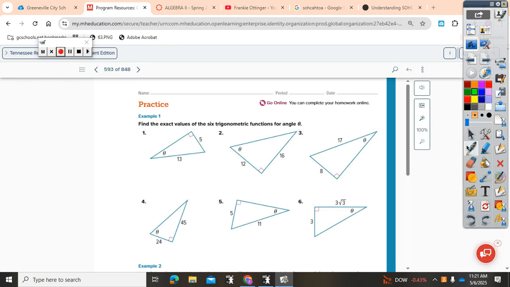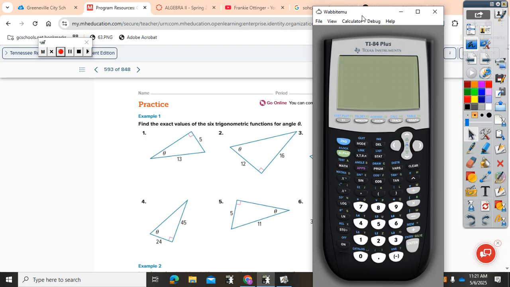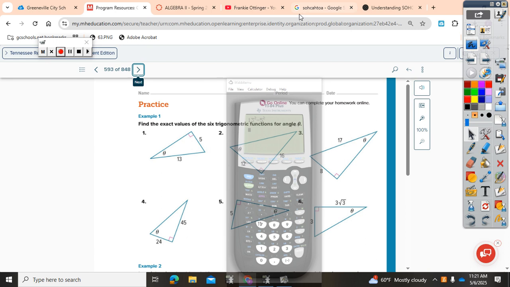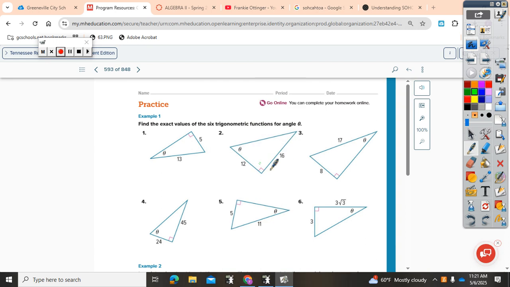Number 1, okay, first you have to have all 3 sides. So if you have the hypotenuse, you have to find the leg, and if you have the leg, you have to find the hypotenuse. So number 1, we have the hypotenuse, 13 squared minus 5 squared, and we've got to square root that. That's going to be 12, because the square root of 144. So this missing side is 12.